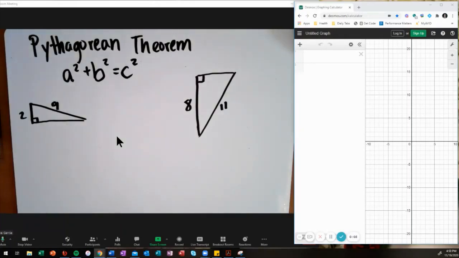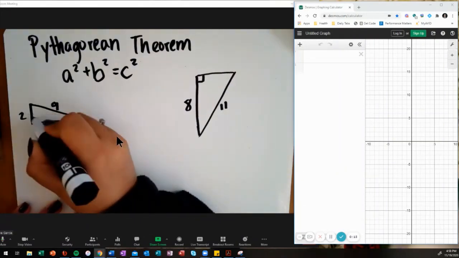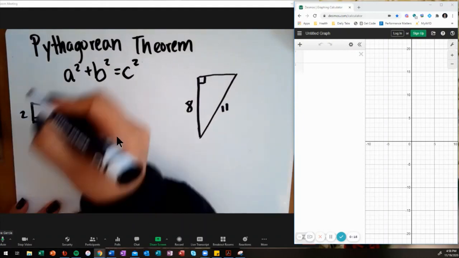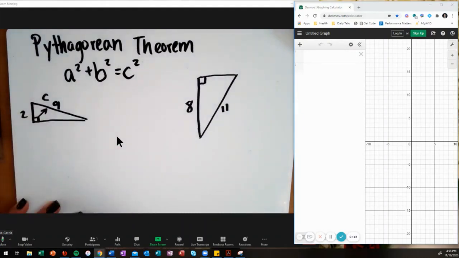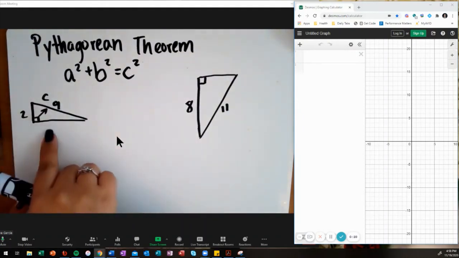Okay, so in this video, we're still going to be talking about the Pythagorean theorem, but now I'm going to show you how to find either A or B, okay? So I'm going to start off with this right triangle here. We know that directly across from our 90-degree angle, that is always going to be our side C, right? Now we have two other sides.